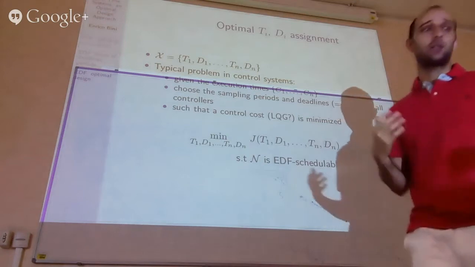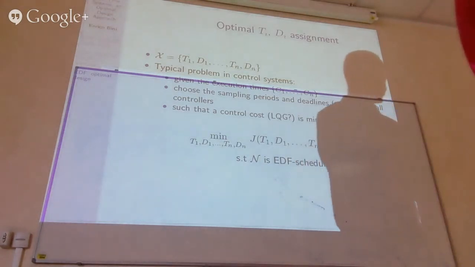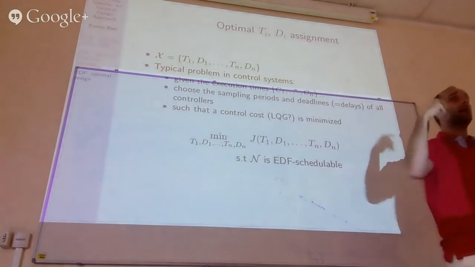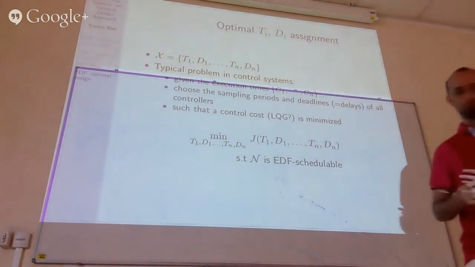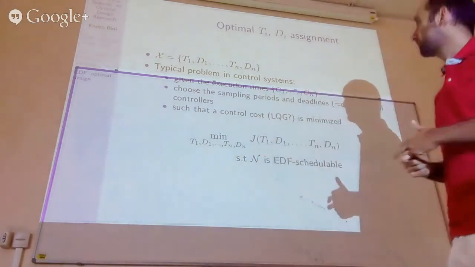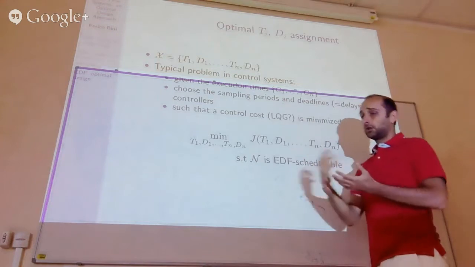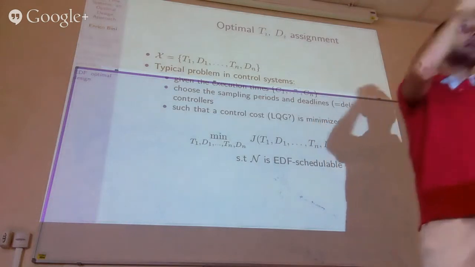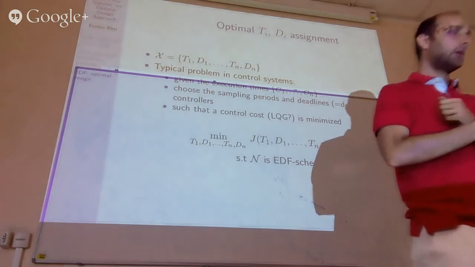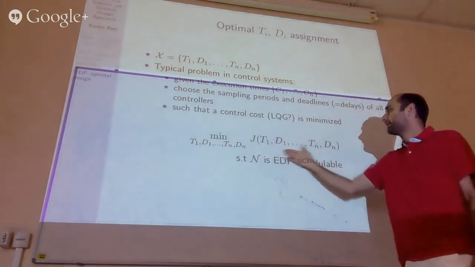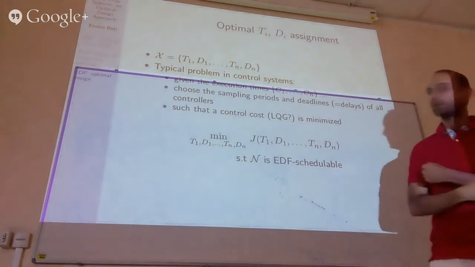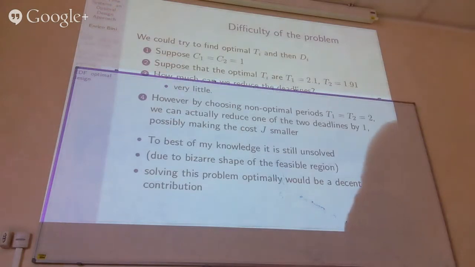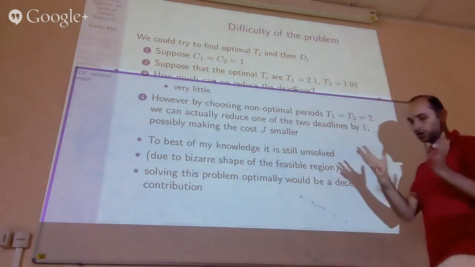This problem, the optimal design of periods and deadlines, is very typical in control systems. For example, in control systems, you may be given computation times of tasks, which have to run onto a controller or whatever device you have to control. The idea is, what is the best choice of periods, sampling periods, and deadlines, which in this case correspond to the delay from the release to the completion, such that some metric, some cost or performance, is minimized, and such that it is schedulable. This problem is very difficult to solve jointly given deadlines.